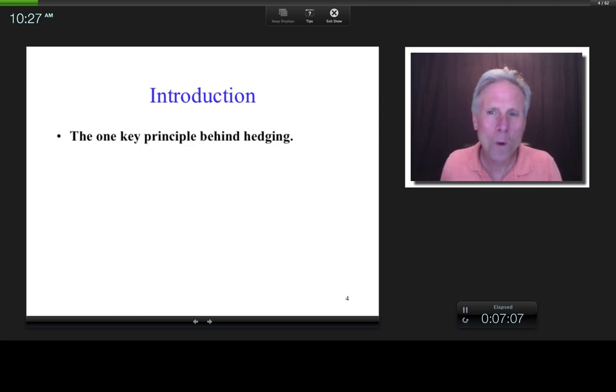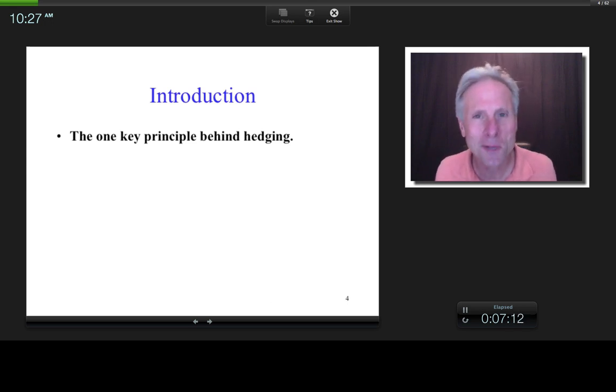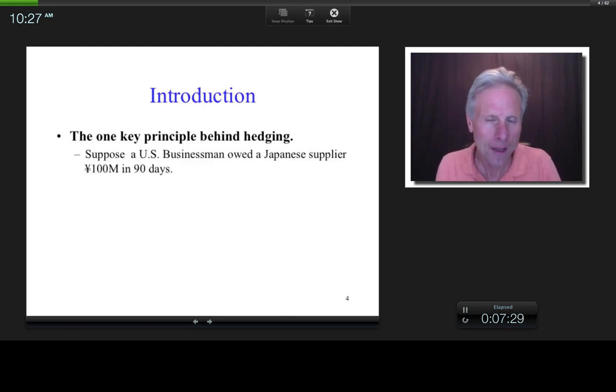So let me bring up one key principle behind hedging. And look, I'm probably being way simplistic here, but I like to keep things simple. All right, if it's not simple, it's over my head. So I'll set this up with a situation, an example. In fact, this is going to be our example when we get to it. Imagine a U.S. businessman or woman or whatever owes a Japanese supplier 100 million yen in 90 days. Okay, so because the Japanese is supplying with something.